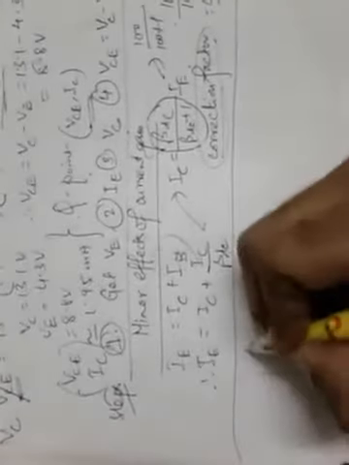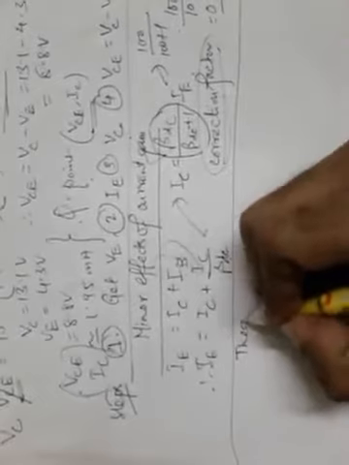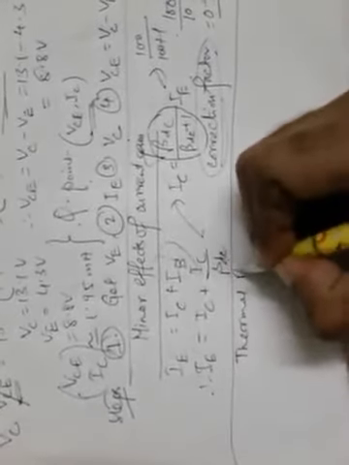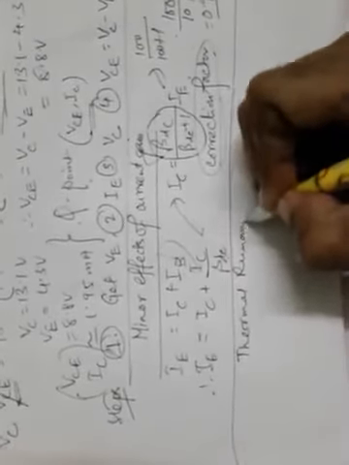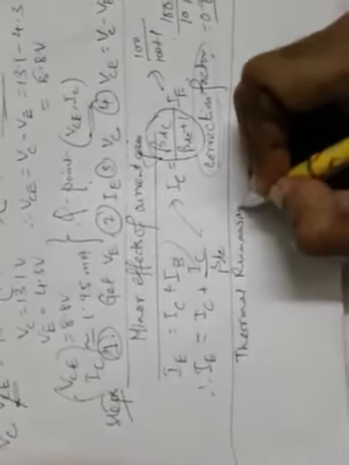Okay, so this is all about emitter biasing. Now let us move on to the next topic, thermal runaway. This is a phenomenon that can be observed in a bipolar junction transistor. Now let us see how this thermal runaway can happen. It begins with an increase in ICO due to temperature rise.